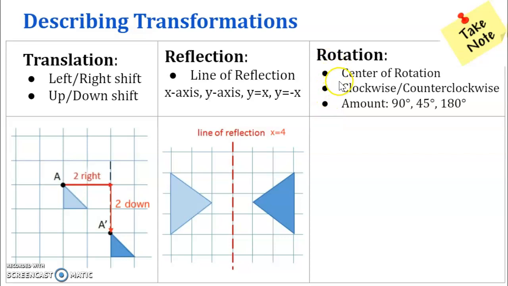And the third transformation that we just talked about is rotation. With rotation, you're always going to have a center of rotation and a direction, whether it's clockwise or counterclockwise, as well as the amount. It can be 90 degrees, it can be 45 degrees, 180 degrees. In fact, it can be any degrees. It can even be a decimal degree.